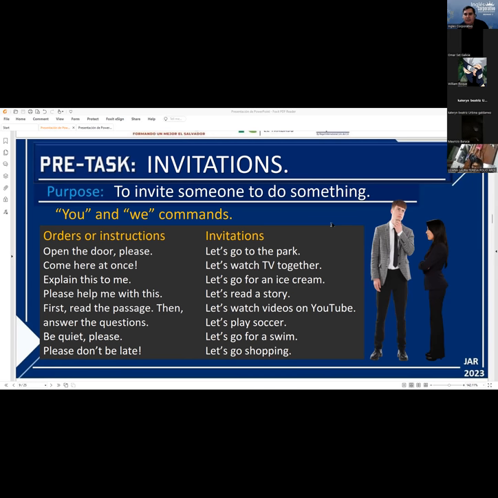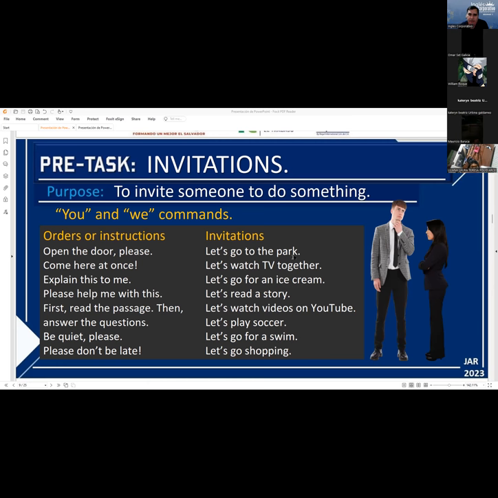But then we have invitations. Why invitations? You include a second person. You include another person. So you say, hey, Maria, let's go to the park. Hey, Miguel, let's go to the park. You invite another person. So these are invitations. Let's go to the park. Let's watch TV together. Let's go for an ice cream. Let's read a story. Let's watch videos on YouTube. Let's play soccer. Let's go for a swim. Let's go shopping.